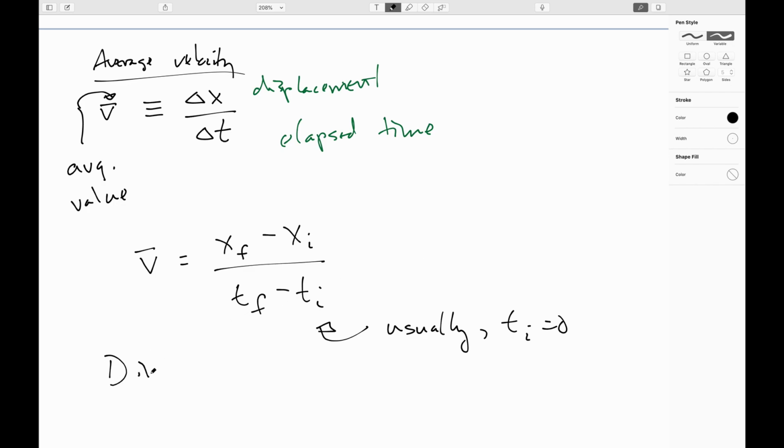So the dimension of this is going to be length over time because we're taking a length divided by time. And a typical unit might be meters per second.